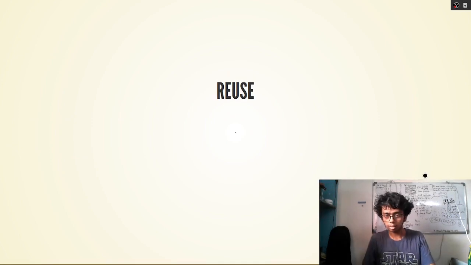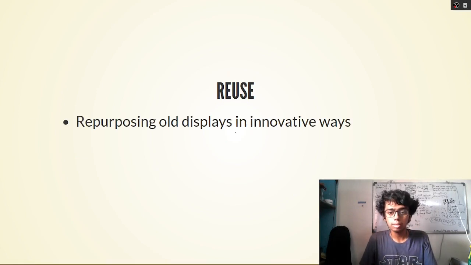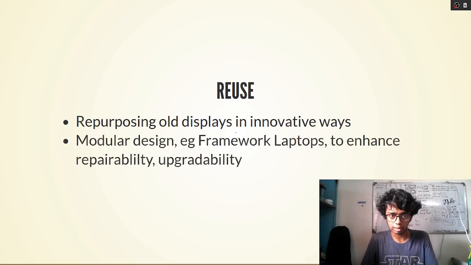Right, so we now talk about reusing the components and the product. So repurposing old displays in innovative ways. For example, you can set up old displays as photo frames, digital photo frames, smart mirrors. Instead of throwing them away, you can repurpose them and give them new life. You can use them as your car's entertainment system, or yeah, the possibilities are endless, but you can repurpose old displays if they're in any working condition, any capacity of working.